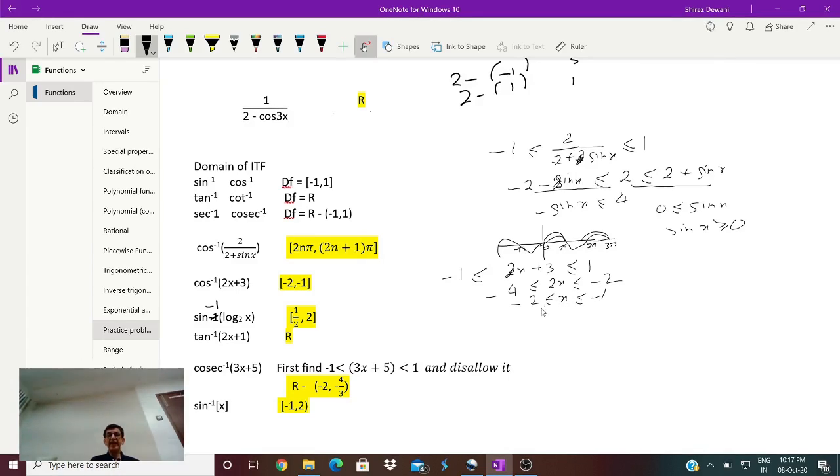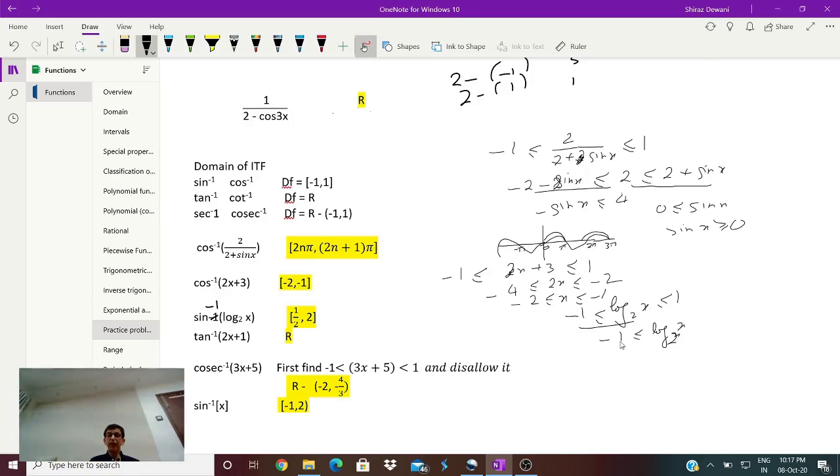So x will lie anywhere between minus 2 and minus 1, both inclusive. So that is the answer. Then the next one, sine inverse of log 2x. So again here also log x to the base 2 should be between minus 1 and 1. Now considering this, minus 1 has to be less than or equal to log x to the base 2.